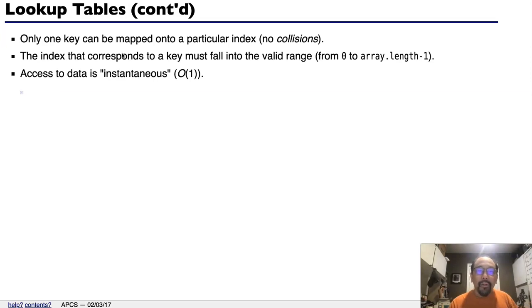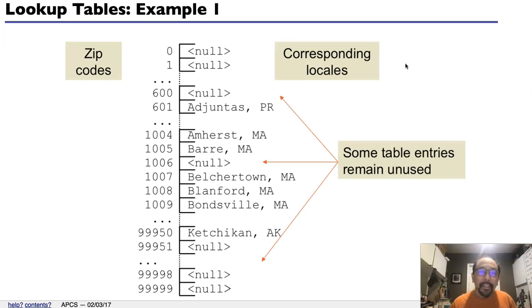The idea of a lookup table is that it's very fast, that accessing the information is an O(1) activity. Once we have the index, we just look it up in the array. That index needs to be some number between 0 and the array length minus 1. Okay. Classic example. I'll just go through three examples.